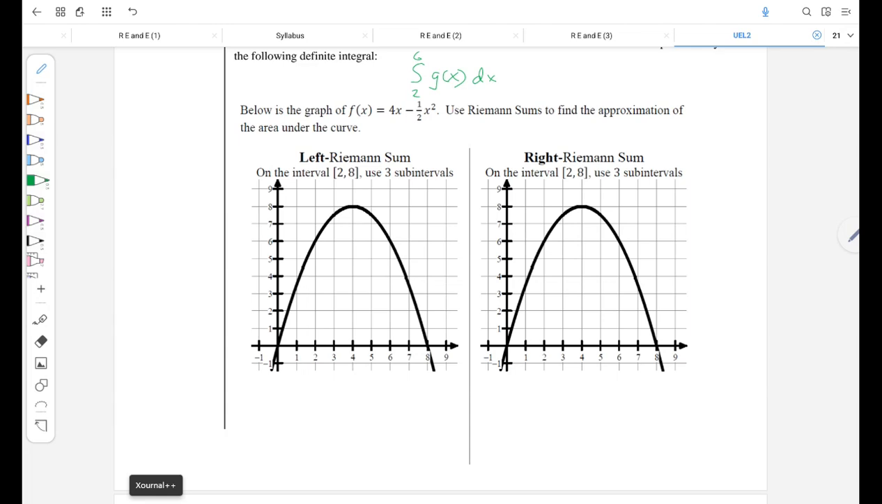So let's do our left Riemann sum first. 2 to 8, 3 subintervals. 2 to 8 is a width of 6. So that means that if we're doing 3 of them, we're going to go 2 across each time. We end up with that rectangle, this rectangle, and then this rectangle.